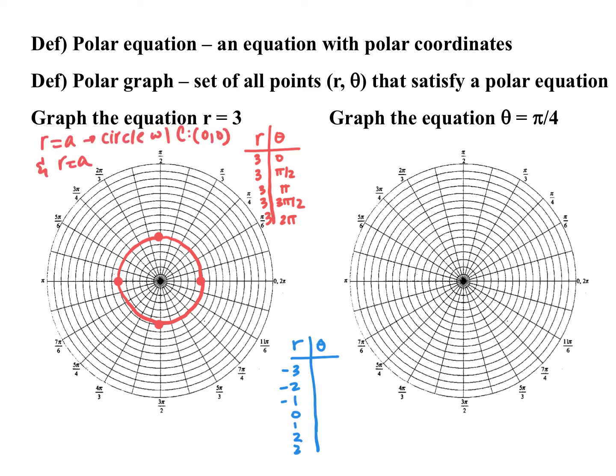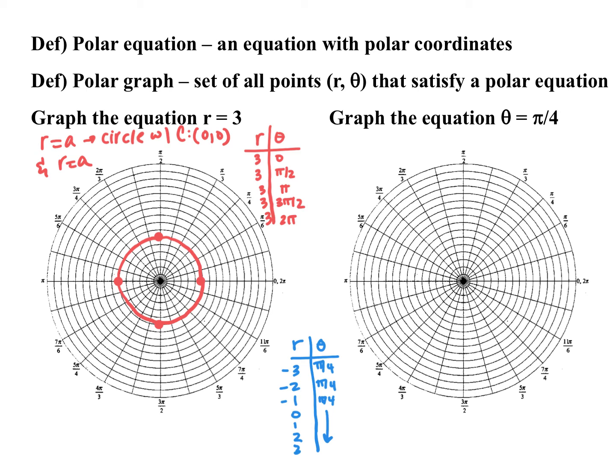The next equation that I'm going to look at is the equation θ = π/4. Again, I'm going to make a little r-θ table. This time I'm going to have r be my independent variable because I know θ. If I have r be -3, what is my θ? Well, it tells me that θ is π/4. If my radius is -2, what's my angle going to be? It tells me my angle is going to be π/4, and so on all the way down. No matter what my radius is, my angle is always π/4.